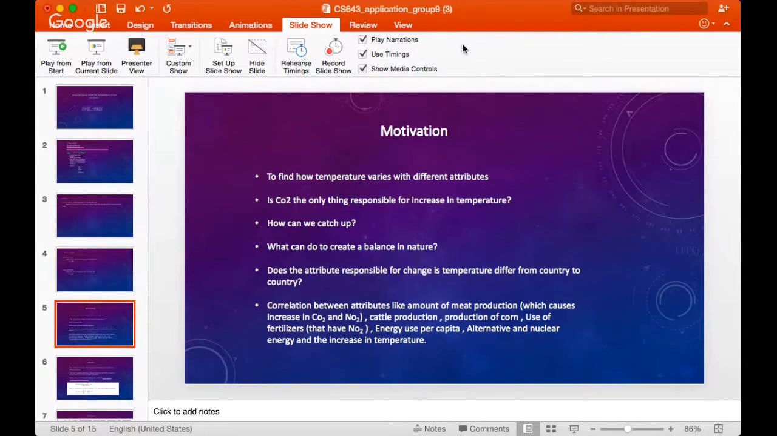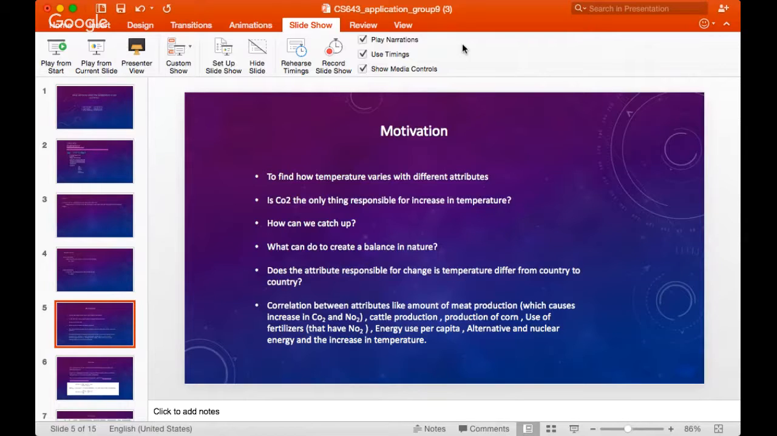The motivation behind this project was that there are a lot of other attributes which also contribute to global warming, but people don't talk about them because it's a big money market and people don't want to lose money. Is CO2 the only thing responsible for the increase in temperature? No, it's not only CO2. People are concentrating on CO2 because they can make money out of it.